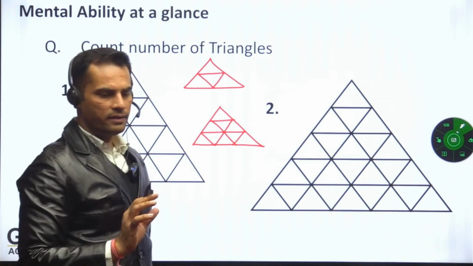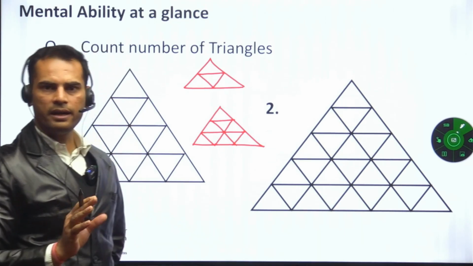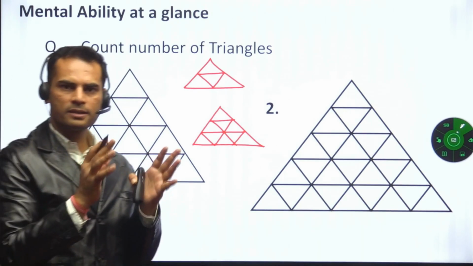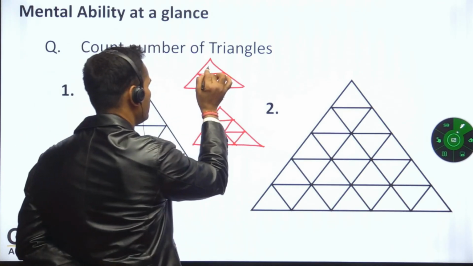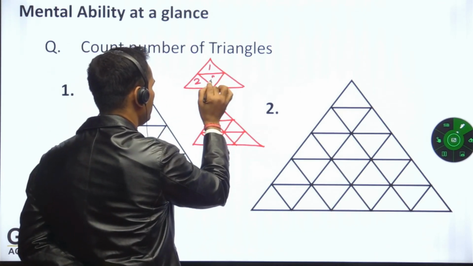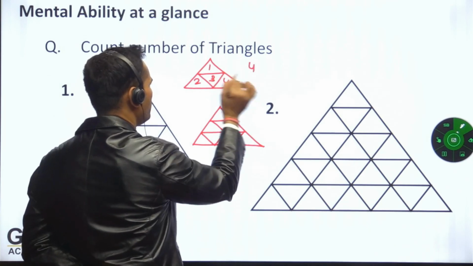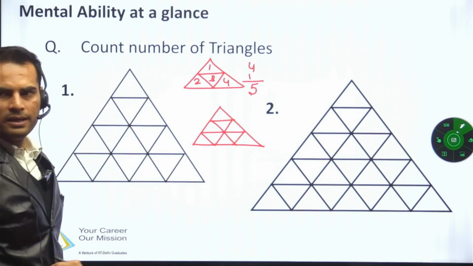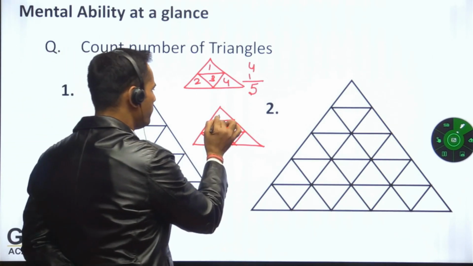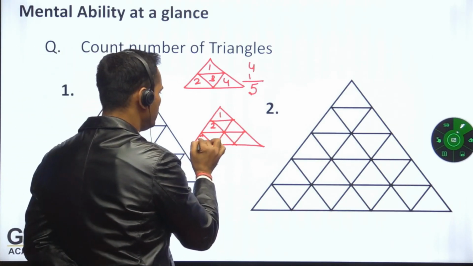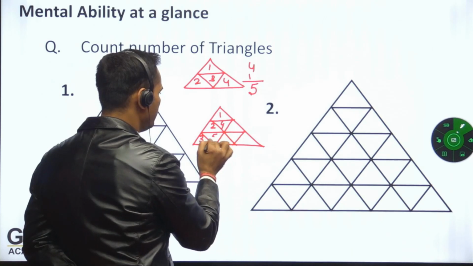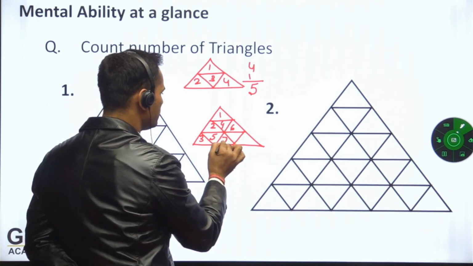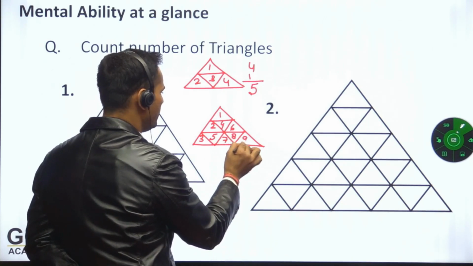Let us try to understand. What I have done, I have divided a bigger problem into smaller ones. Here if you are asked, you will say, sir, there are 1, 2, 3, 4 small triangles and one big triangle. So total we have got 5 triangles here. Similarly, here you have 1, 2, 3, 4, 5, 6, 7, 8, 9 small triangles.